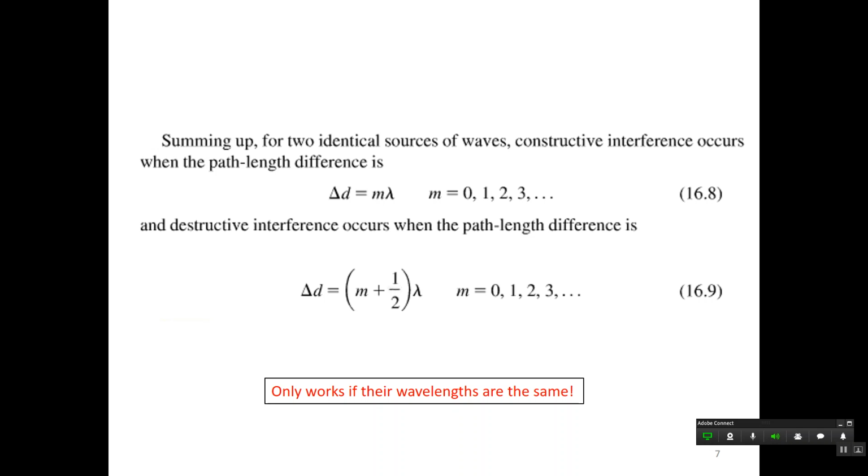So now you have this 1/2 point. This only works if the two frequencies of the sounds are the same, or if the wavelengths are the same, same thing as frequency in this case, because the speed of sound doesn't change in a given medium. Okay? So we're going to do an example later called beats, where the frequencies are going to be different. But for now, we're sticking with the same frequency for both speakers. So far, so good?